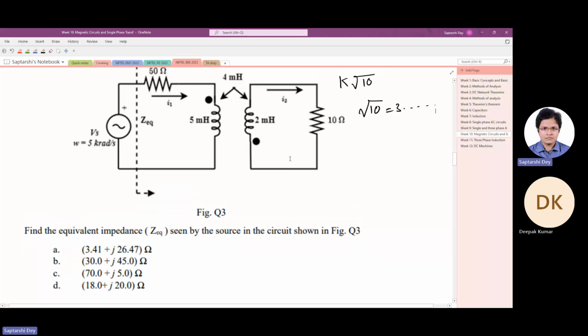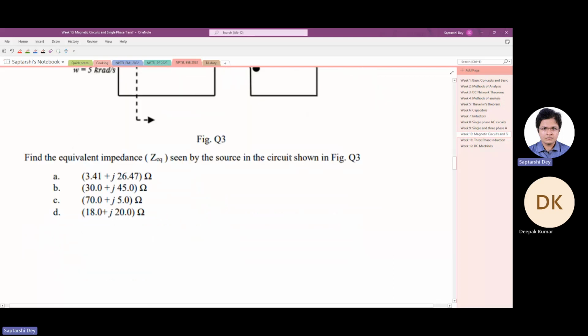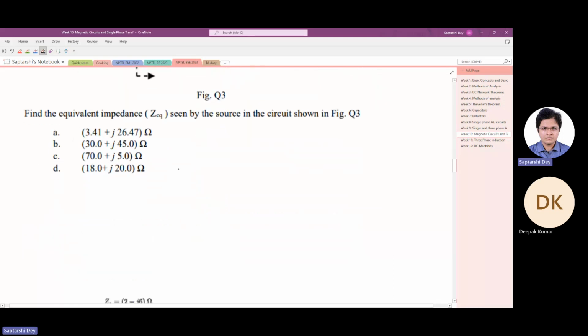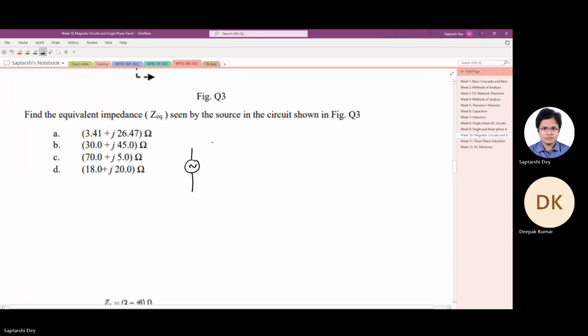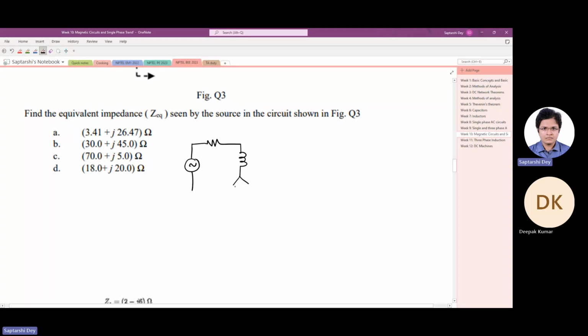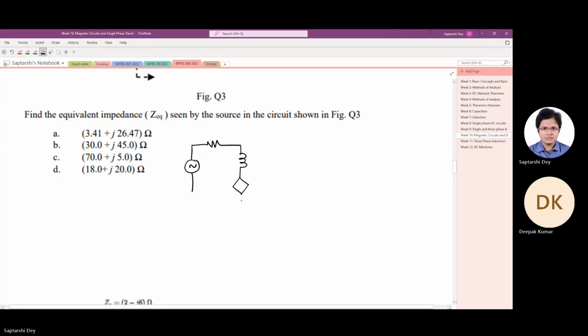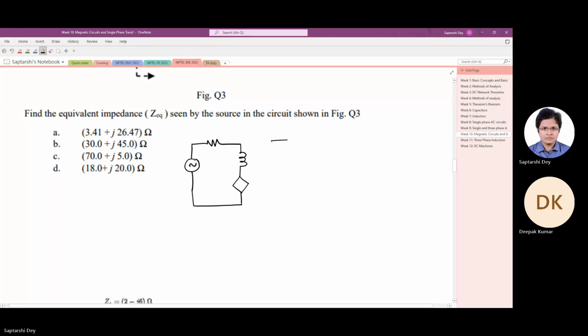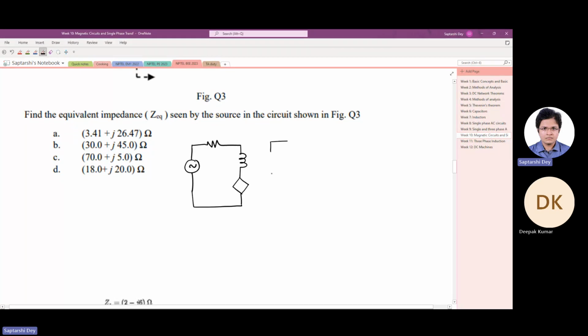So let us first decouple the circuit the way we have done before. If we decouple the circuit, it will look like this. So this is the voltage source, resistance, inductor. The decoupling will give us a dependent voltage source here. And the other side of the circuit, they are no more magnetically coupled.